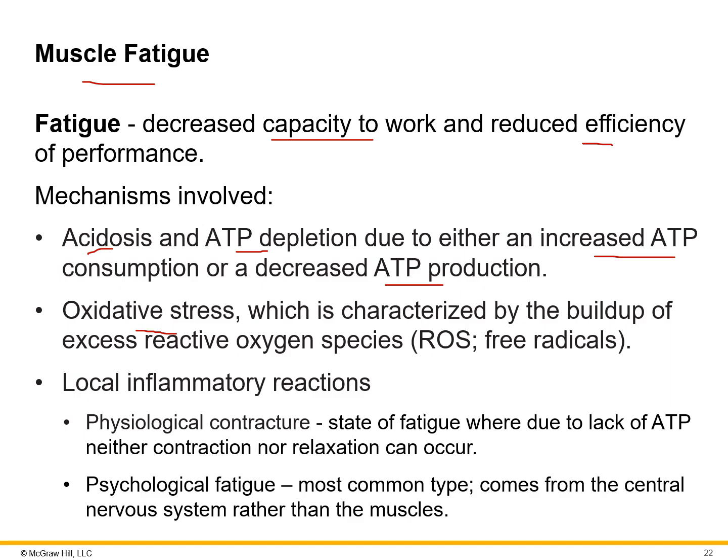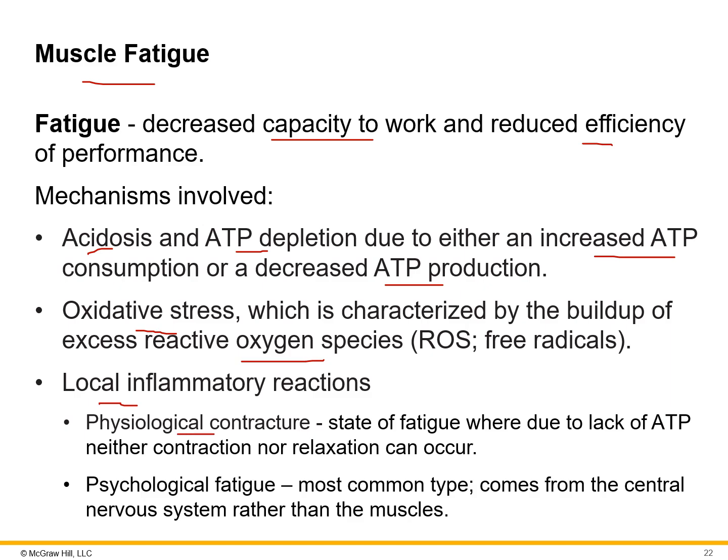Oxidative stress can occur. This is characterized by reactive oxygen species. This occurs as mitochondria are going through aerobic respiration. It releases some of these free radicals that can ultimately be damaging. So as it continues to work and work and work, we build up those oxidative molecules. And then also local inflammation.